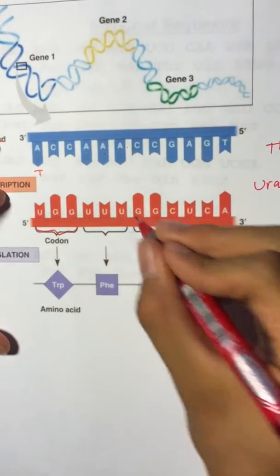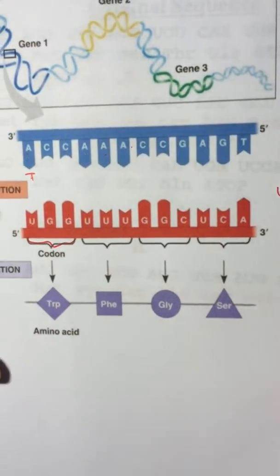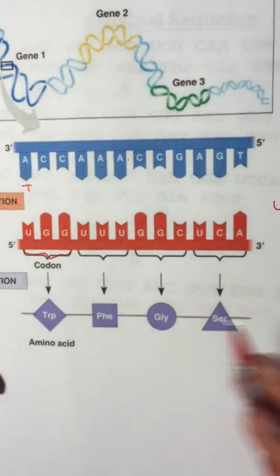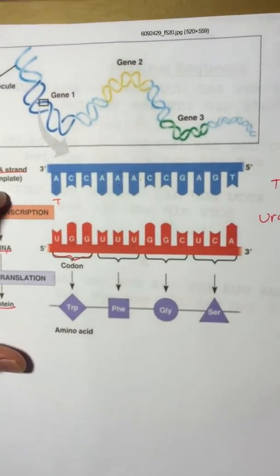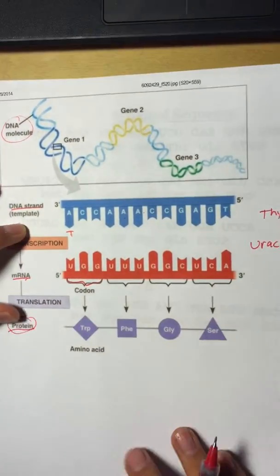Same thing with UUU, it creates PHE. So it does that with each one, and it combines into a strand like this one, and there's a lot of them, and then that makes up a protein. So that's how DNA turns into a protein.